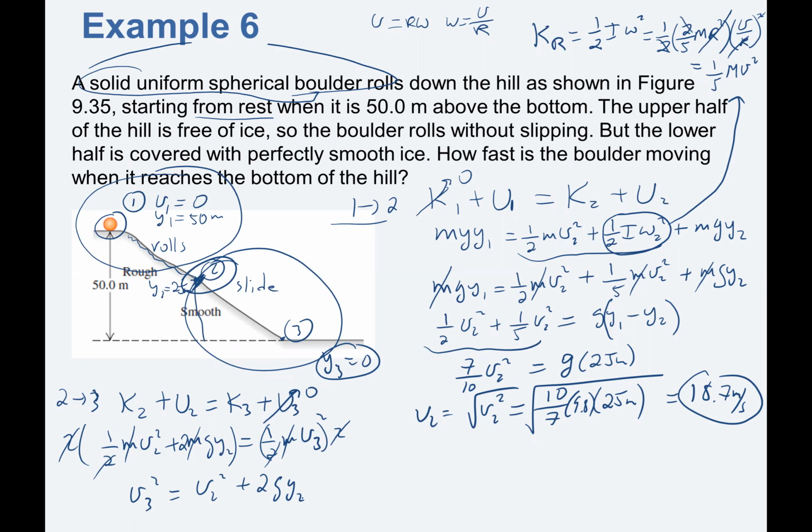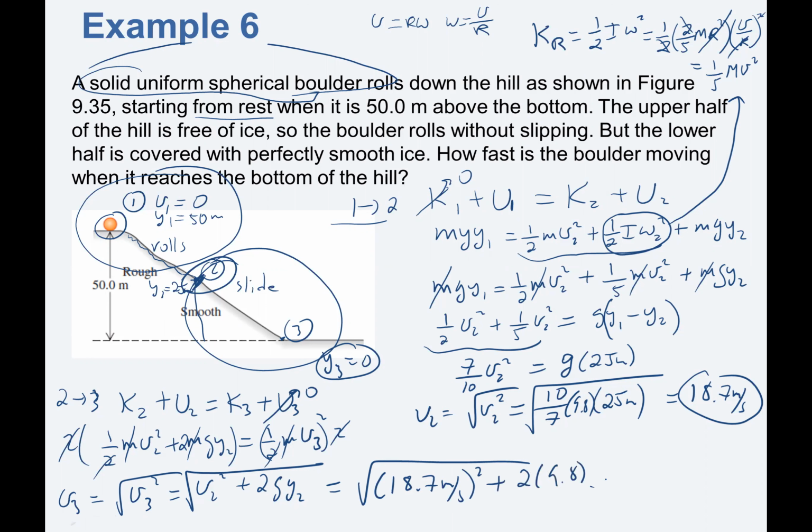And take the square root of both sides. So v3 equals the square root of v2 squared, which is 18.7 meters per second squared, then plus 2 times 9.8 times y2, which is 25 meters. We'll do that calculation, so we're going to get 29 meters per second at the bottom of the hill.